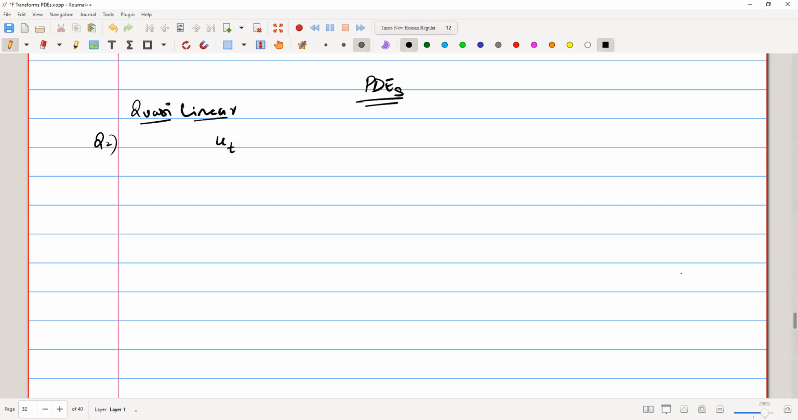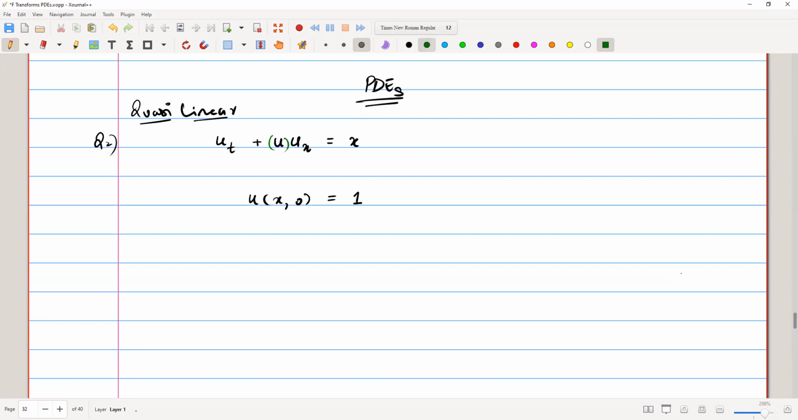So it's ut plus u times ux equals x, and the initial value is given that u of x comma 0 equals 1. Okay, so we can see that this problem is quasi-linear because of this term here.